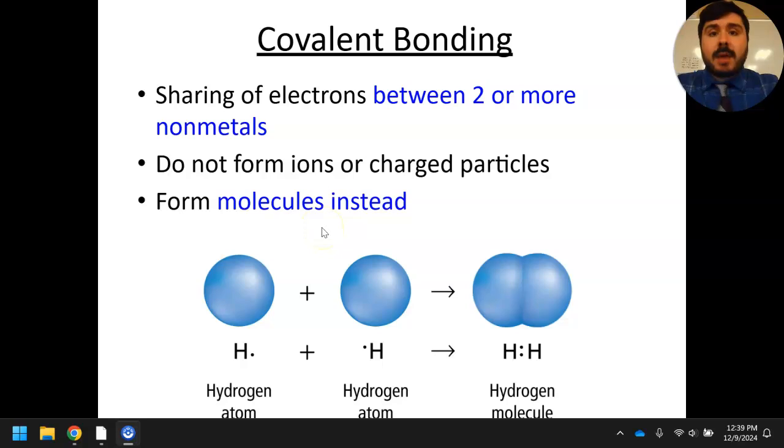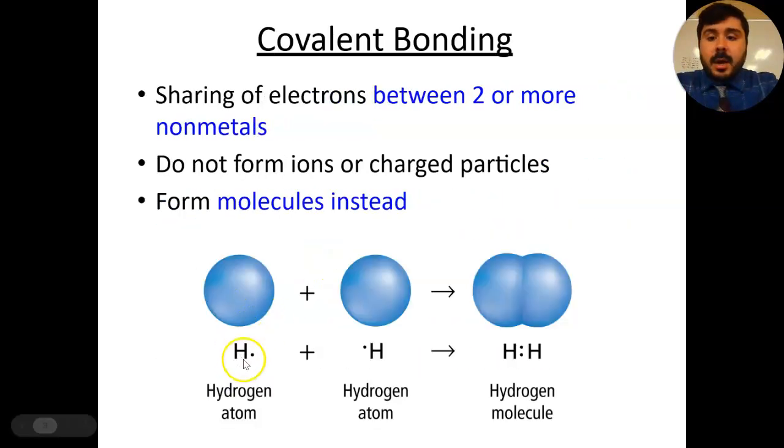And because there is a sharing of electrons between the different atoms present in these covalent molecules, they form molecules instead of compounds. So there's ionic compounds and there are covalent molecules. All right, so molecules are formed when there's a sharing of electrons, not a transferring, a sharing, right?